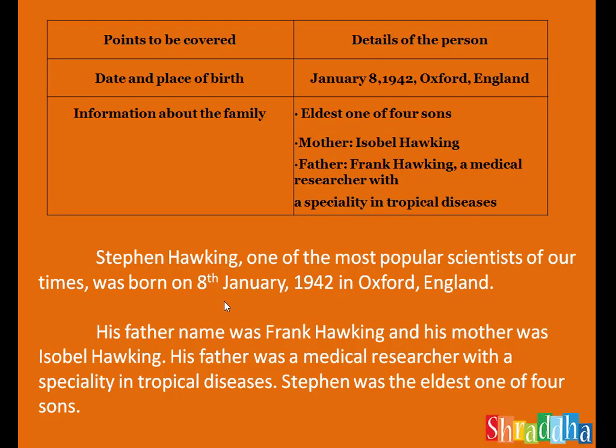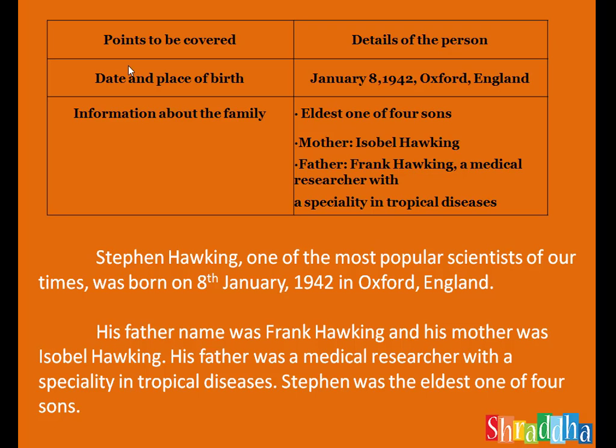biography of Stephen Hawking. You see, points to be covered and details of the person. The first point, date and place of birth: January 8, 1942, Oxford, England. This detail is a hint you have to write in the form of a sentence. For writing a sentence, we need subject, verb and object. Whatever the details are present, then we have to add.